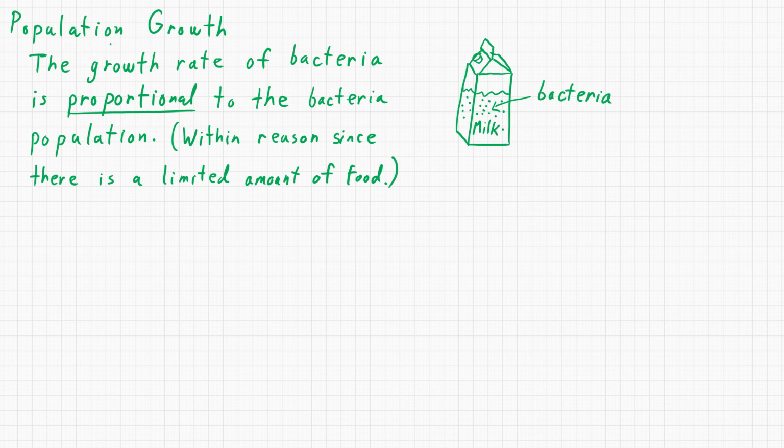The differential equation for modeling population growth usually works pretty well for bacteria, things that are small and that have a large number of them. So the growth rate, that's going to be the derivative, of bacteria is proportional to the bacterial population. And that's within reason, since there is a limited amount of food, right?